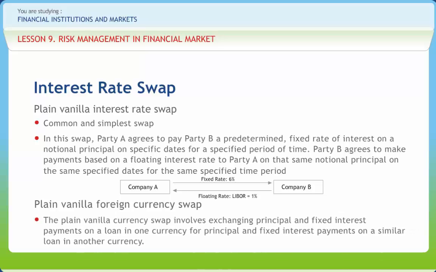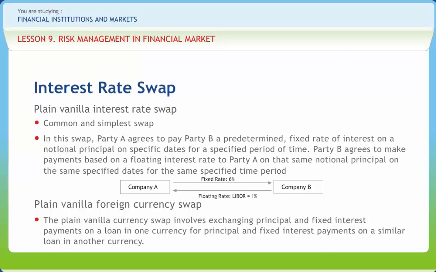The plain vanilla currency swap involves exchanging principal and fixed interest payments on a loan in one currency for principal and fixed interest payments on a similar loan in another currency. Unlike an interest rate swap, the parties to a currency swap will exchange principal amounts at the beginning and end of the swap.